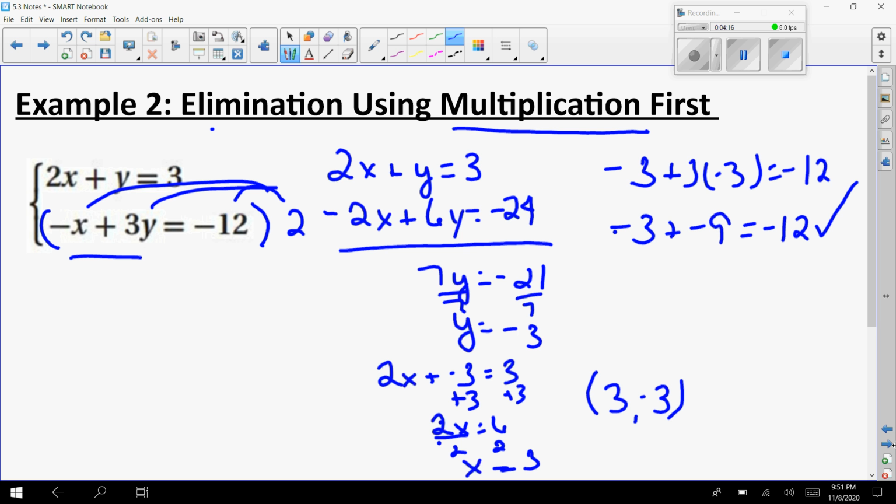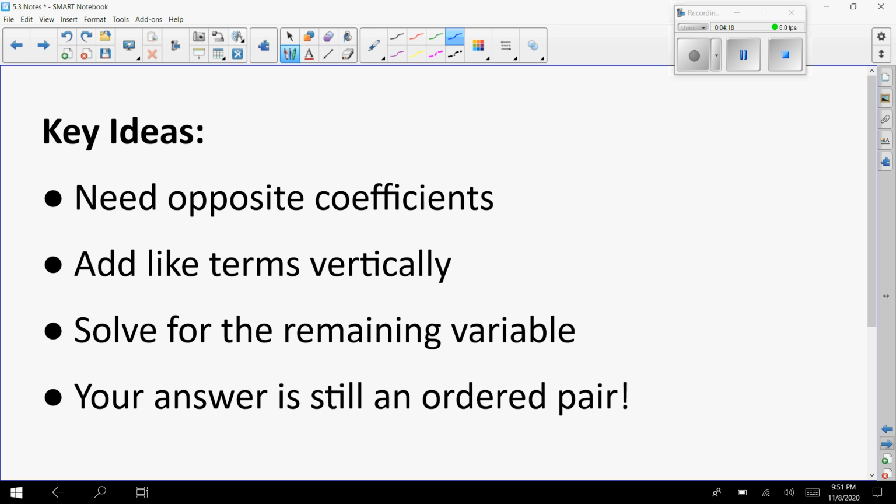Some key points to remember is you need to have opposite coefficients so that you add the like terms vertically. You solve for the remaining variable. Your answer is still an ordered pair.